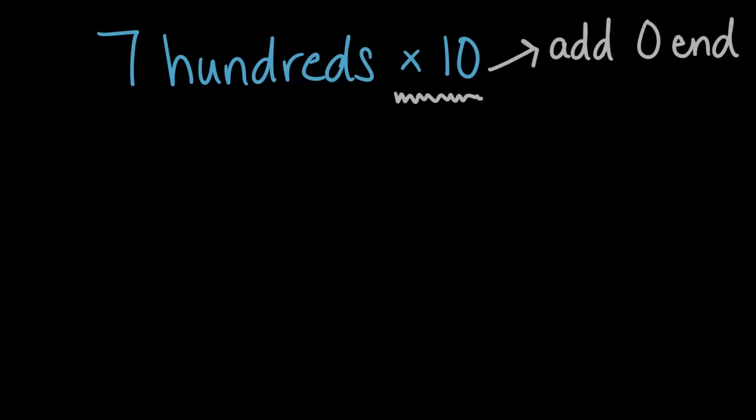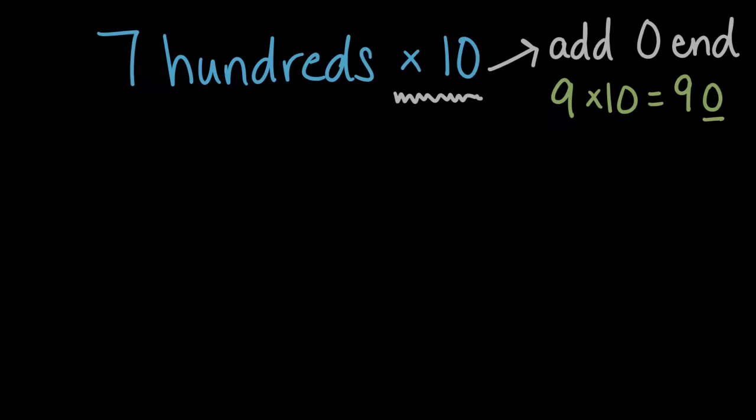So for example, if we have a whole number like 9 and we multiply by 10, our solution will be a 9 with a 0 at the end, or 90, because 9 times 10 is the same as 9 tens, and 9 tens is 90. So let's use that pattern first to try to solve.